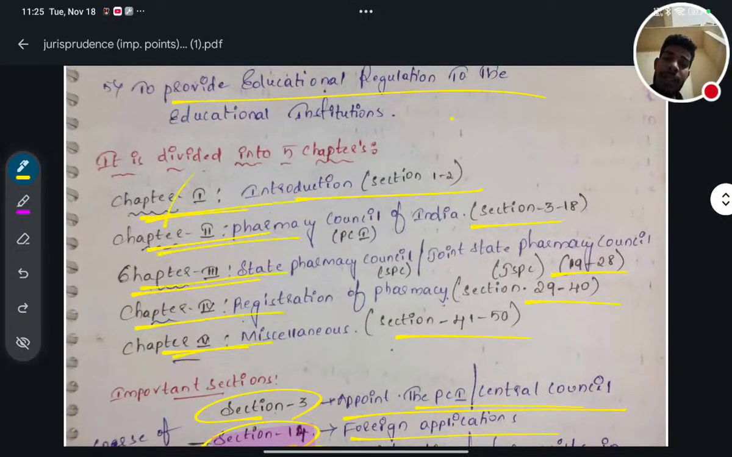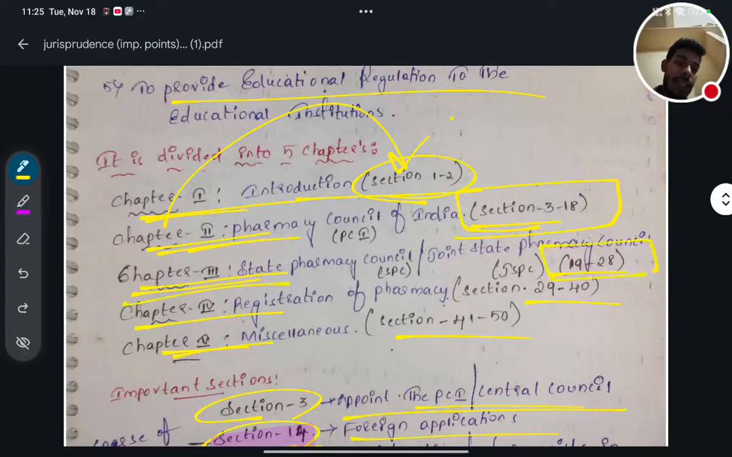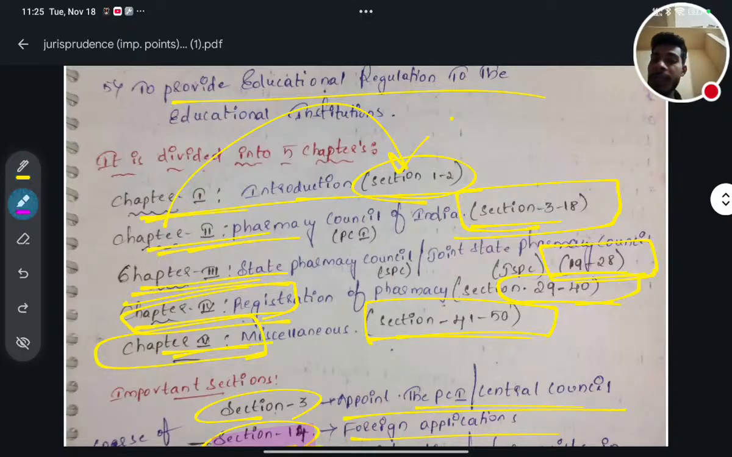Chapter 1 contains how many sections? 1 to 2. Chapter 2 contains how many sections? 3 to 18. Chapter 3 contains how many sections? 19 to 28. Chapter 4 contains how many sections? 29 to 40. And chapter 5 contains how many sections? Section 41 to 50. So you have to remember these, they are very important.